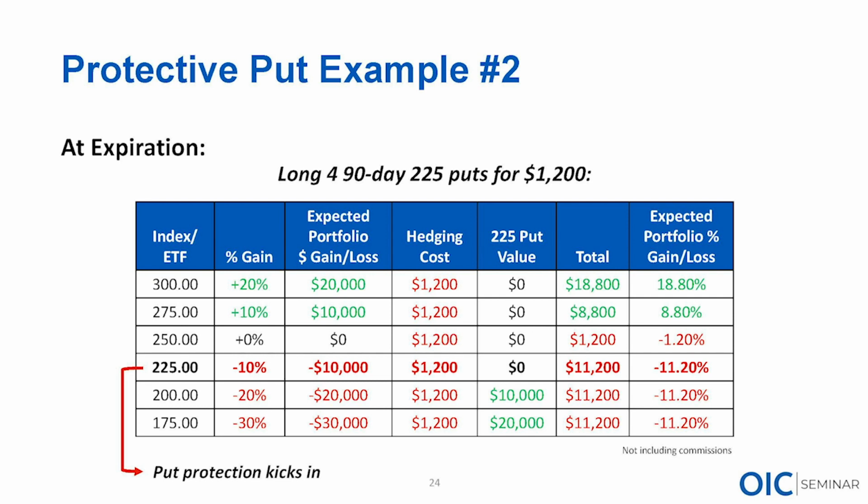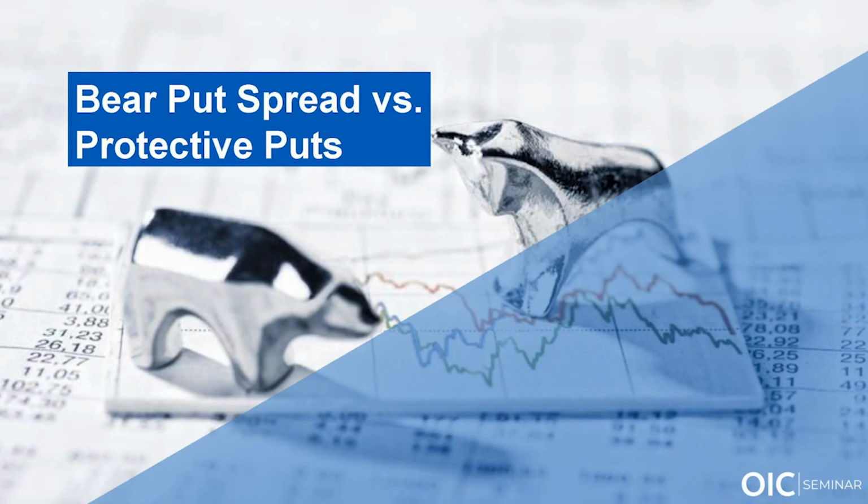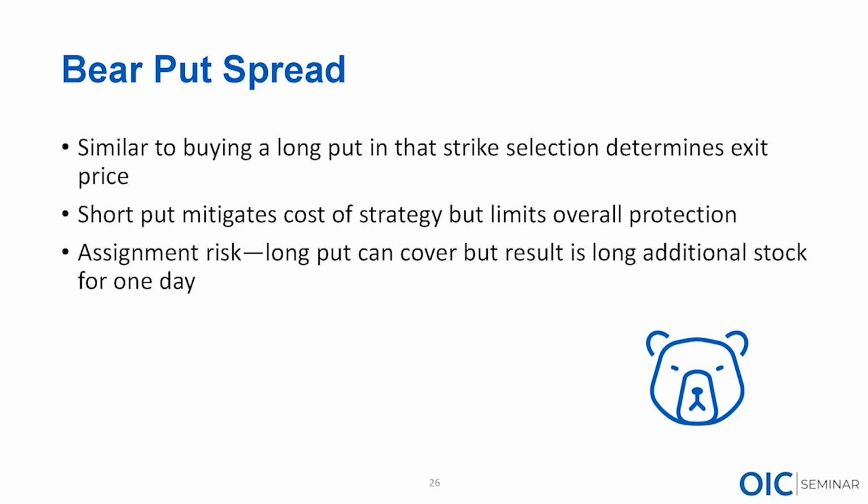So now I want to get to one of the techniques that was mentioned by the crowd earlier and compare put spreads to protective puts and walk through an example of a put spread. This is very similar to buying a put option. Your strike price determines your exit price, but now we're adding a short put option. What's the delta of a short put option? Long or short?